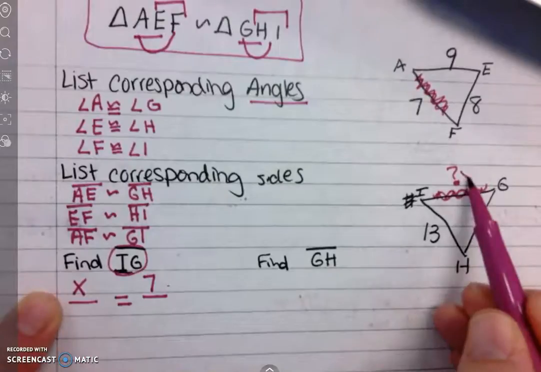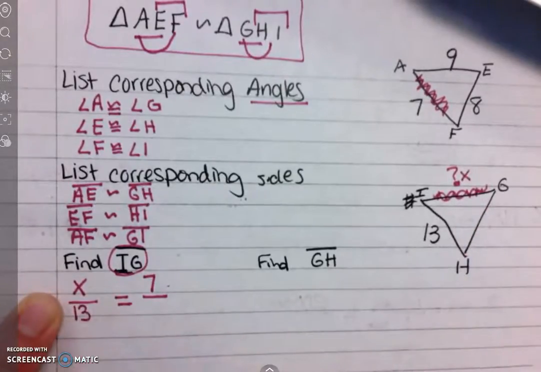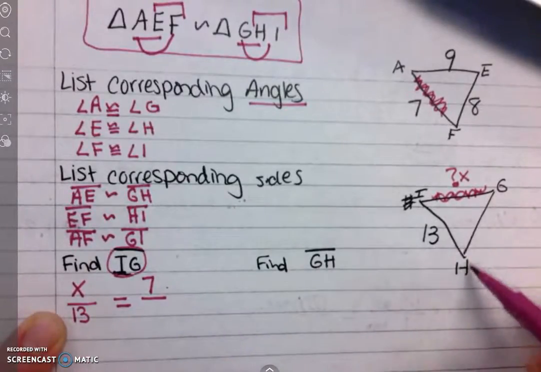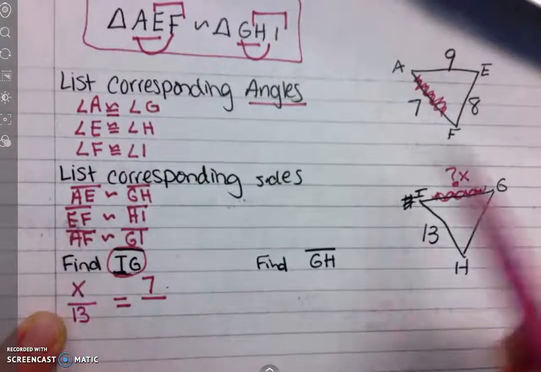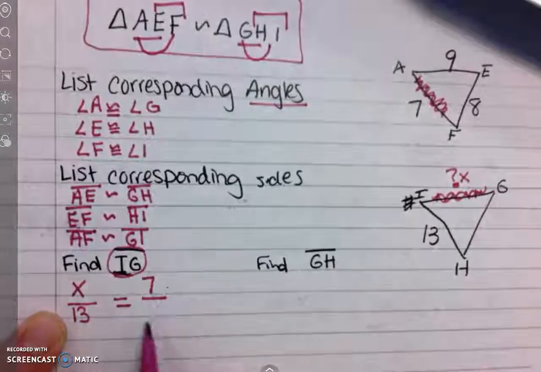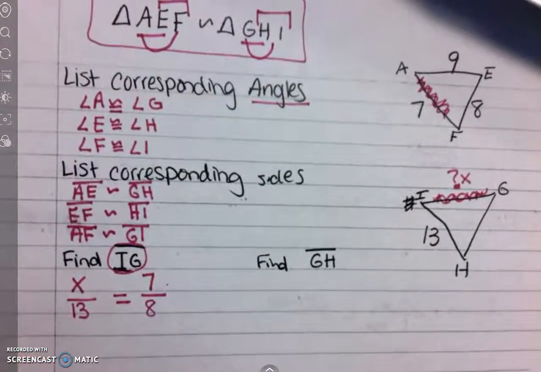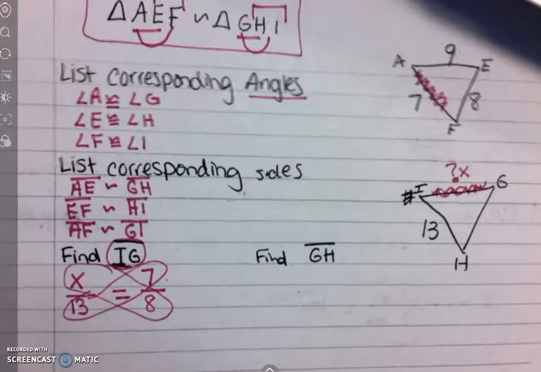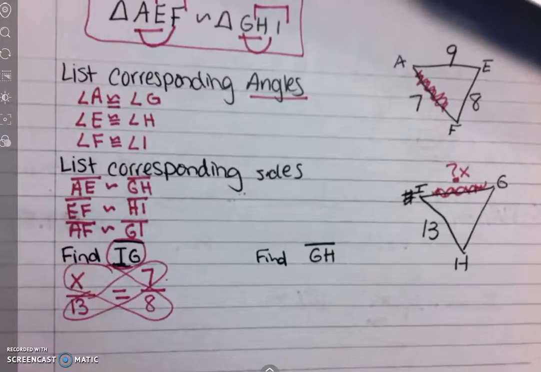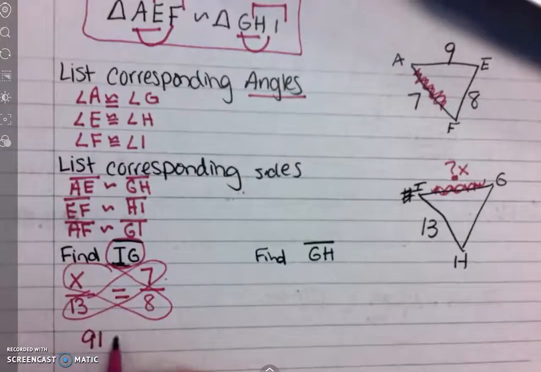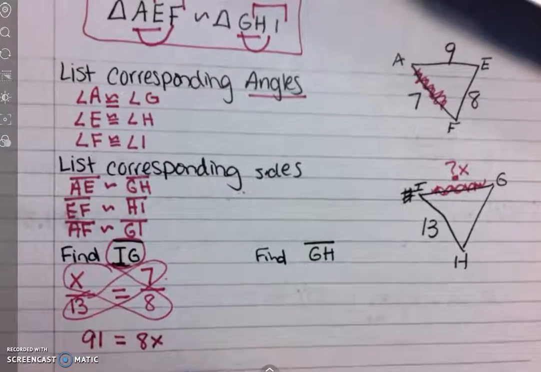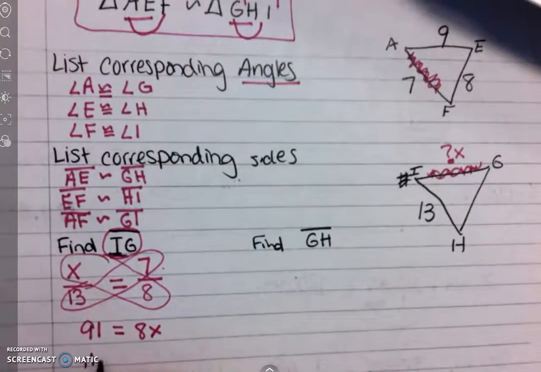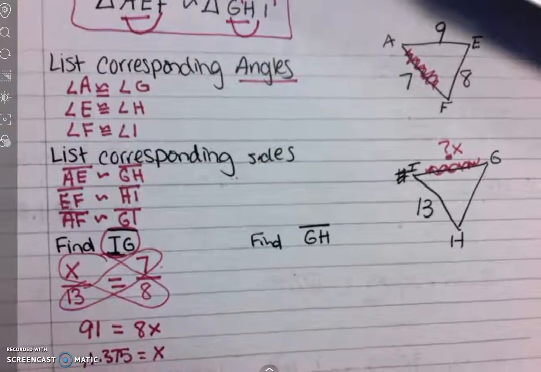So from this X, I'm going to take 13, and then 13's corresponding side. So 13 is HI. If I look here, HI, EF. So this would be 8, correct? Okay, now I have a proportion, and I'm going to cross multiply. So 13 times 7 is 91 equals 8x. Divide both sides by 8, and it becomes 11.375. It terminates, so x equals 11.375.